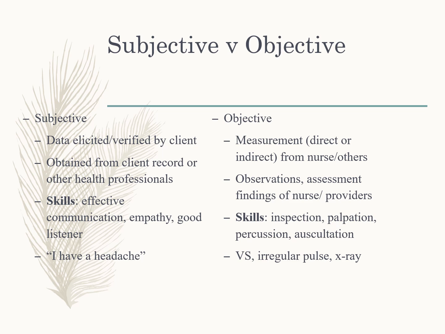The objective data is a measurement, direct or indirect, from nurses or others, like vital signs, a daily weight, etc. These are observations, assessment findings of nurses and providers. So some of the skills for objective data collection would be inspection, palpation, percussion, or auscultation. Now, some examples of objective data as well are vital signs, a pulse, or an x-ray.